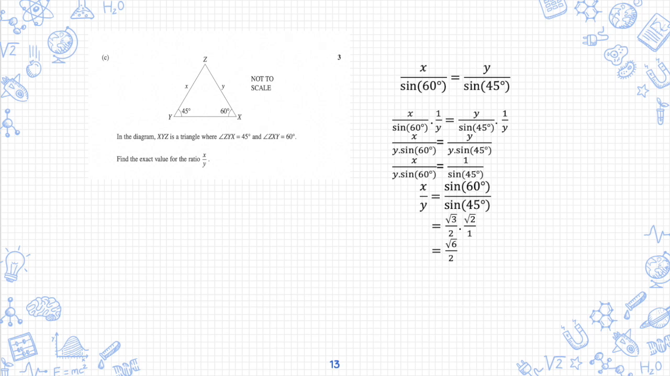Because sine 60 degrees and sine 45 degrees are exact values, it would become root 3 over 2 times the reciprocal of sine 45, which is root 2 over 1, and this results in root 6 over 2.